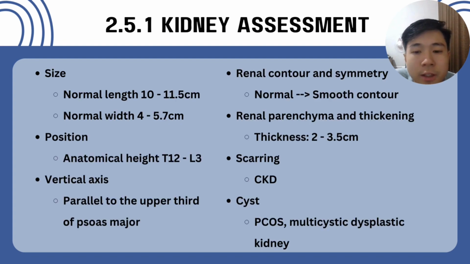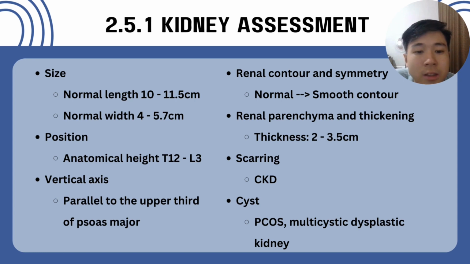The first one is size. As for the reference, the normal length is 10 until 11.5, and the normal width is 4 until 5.7 centimeters. Next is the position. The anatomical height of the kidney is from the equivalent of T12 until L3. And then there's the vertical axis, which is parallel to the upper third of the psoas major. And then we can assess the renal contour and symmetry. Normally the contour is smooth, and then we can assess the renal parenchyma and thickening.